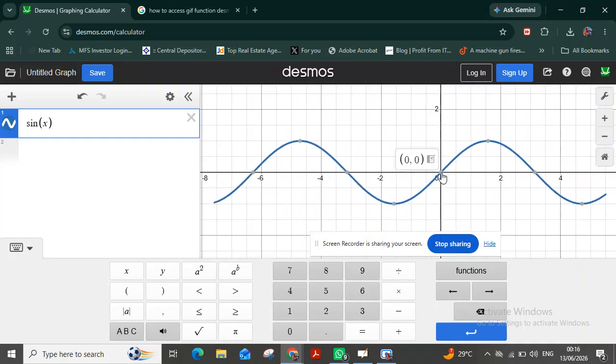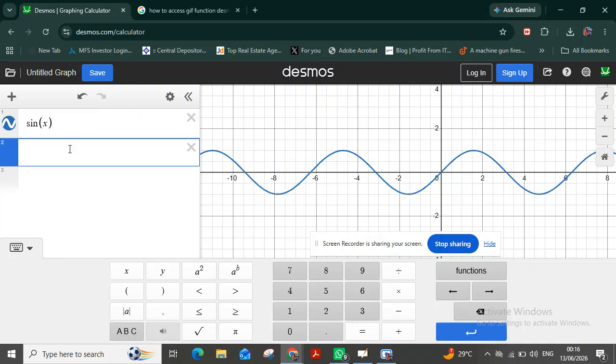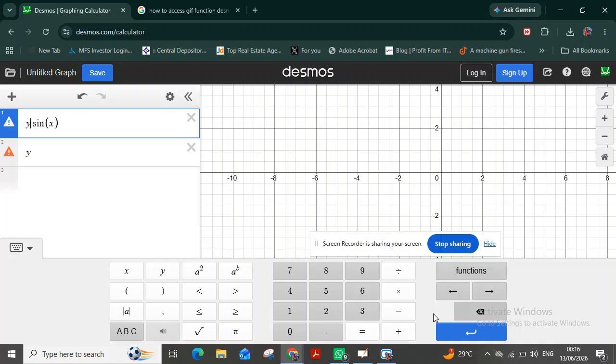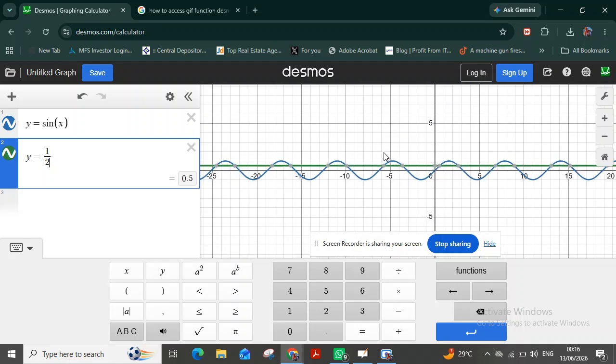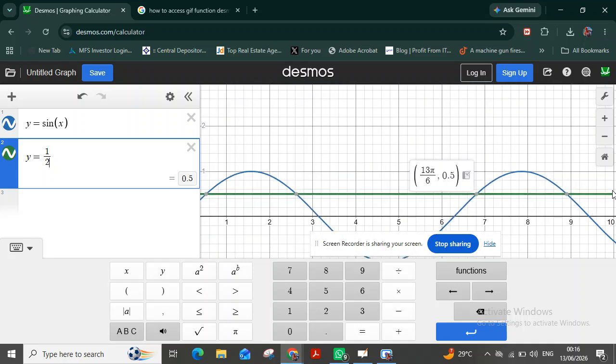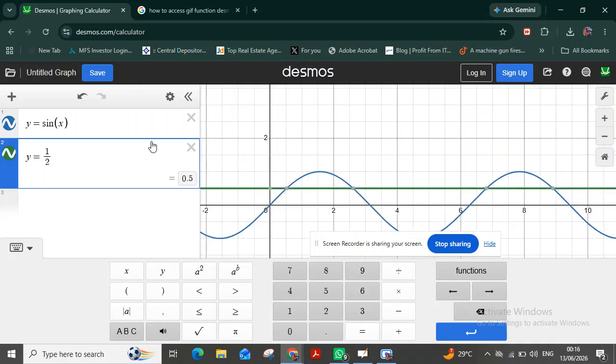What if I give you a question: half is equal to sin x, how many solutions will it have? The answer is infinity, but we can prove it. How? If this is my function, y equal to sin x, and y equal to 1 by 2, you will see this line from 1 by 2 is intersecting sin x, so it is making infinite solutions. So this is the graph of sin x.